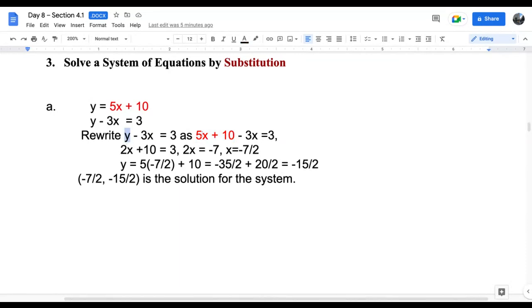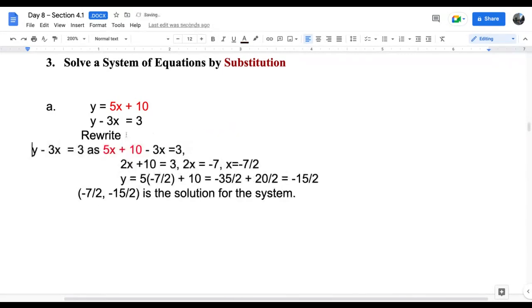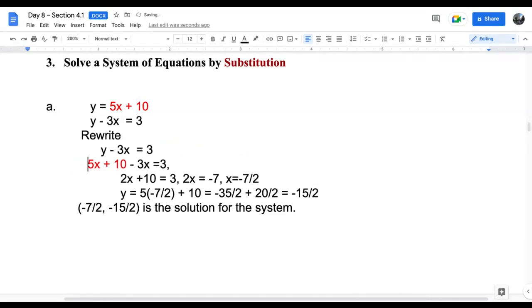So y is rewritten to be 5x plus 10. Now the rest are the same: minus 3x equals 3. Maybe I should do this so you can see the substitution clearly. We just rewrite the y, because y equals 5x plus 10. So we change y to be 5x plus 10, and we still have minus 3x equals 3. Now we just solve this. How do we solve it?